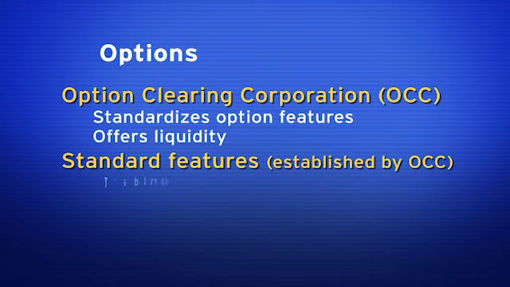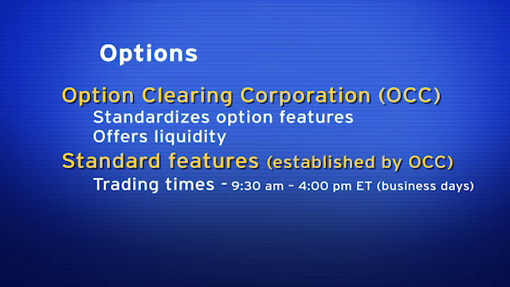When do options trade? Monday through Friday, business days, from 9:30 a.m. to 4 p.m. Eastern Time. If it's a holiday, they don't trade, but Monday through Friday, business days, 9:30 a.m. to 4 p.m. Eastern Time.